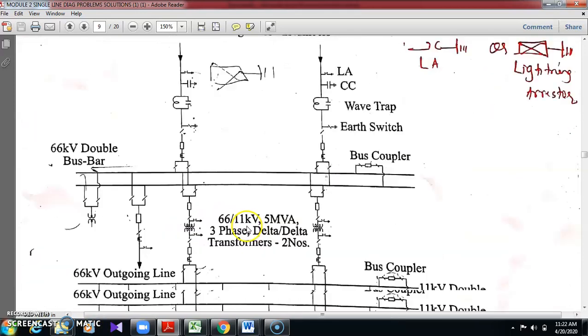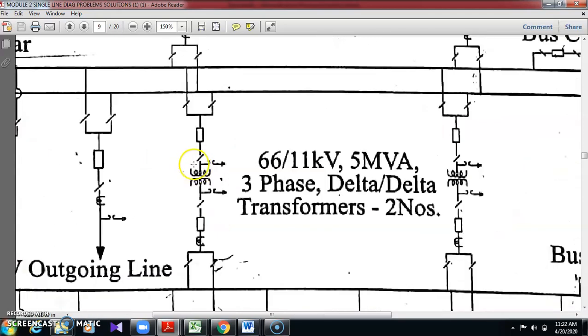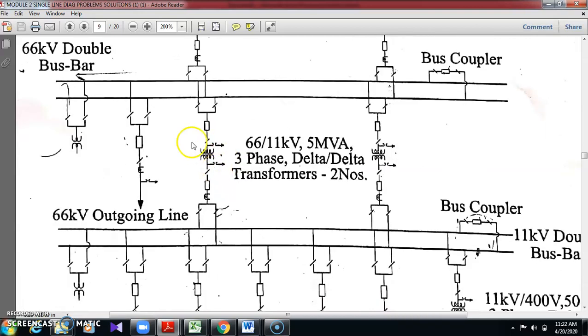Now, both bus bars are double bus bar. This is the 66 kV bus bar, this is the 11 kV bus bar, step down. So here you have to drop the step down transformer. And the transformer is of high rating, so you have to provide a lightning arrestor on both sides. And what they told here, from the 66 kV bus bar, you have to use 1 outgoing line. So here itself we are taking 1 outgoing line. This is the line, another from 66 kV, 1 outgoing line.